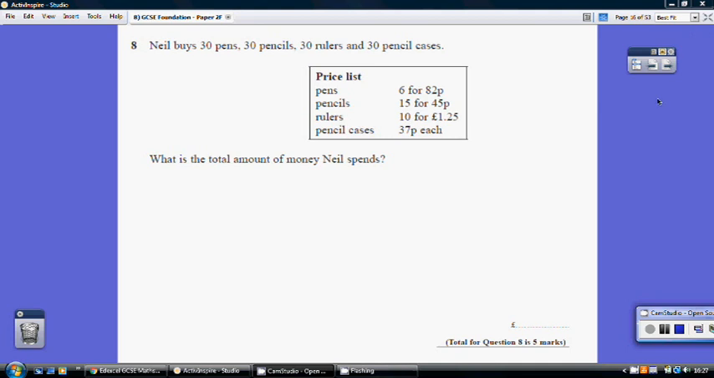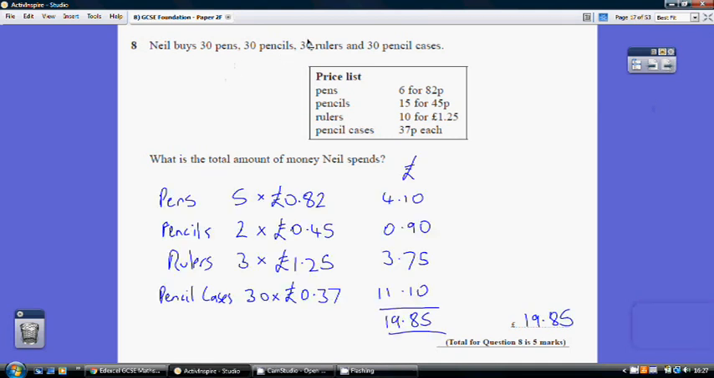Question 8. So we will need to buy 30 pencils, pens, rulers and pencil cases. So pens, well, we can get 6 for 82p. Now we need 30 in total, so we're going to buy 5 lots of 6. So 5 packs at 82p each. So that's 5 times 0.82 pounds, which is £4.10.